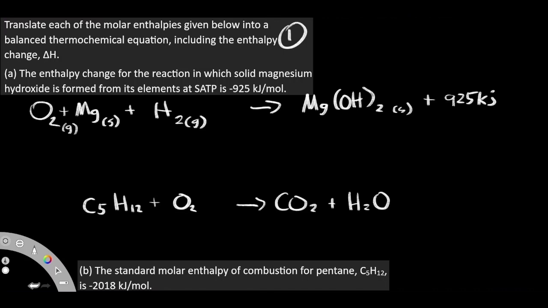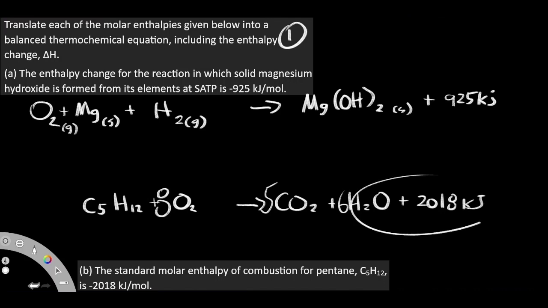So please pause the video and try to balance it. All right, hopefully balanced it out appropriately. There's going to be an 8 coefficient over there. There's going to be a 6 coefficient over here. And there's going to be a 5 coefficient over here. Now, it says negative 2018. It is exothermic. It is a negative symbol. So we have to add negative 2018 over here. Again, it's on the product side. Hence, we have the positive. Similarly up here. Now let's look at C.